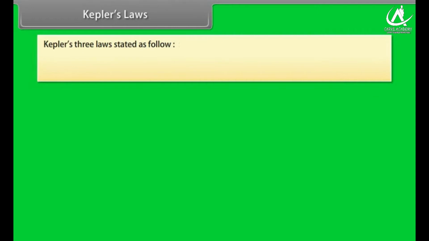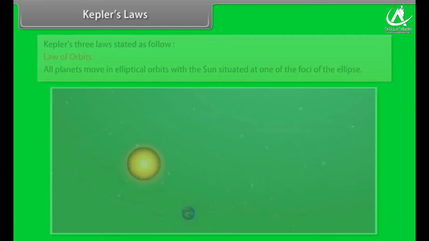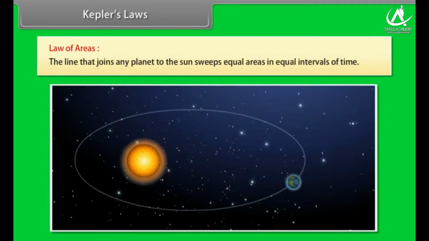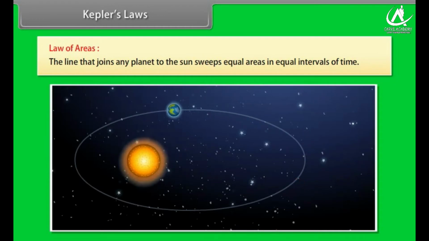Kepler's law. Kepler gives 3 laws. They are stated as: Law of orbits. All planets move in elliptical orbits with the Sun situated at one of the foci of the ellipse. Law of areas. The line that joins any planet to the Sun sweeps equal areas in equal interval of time.